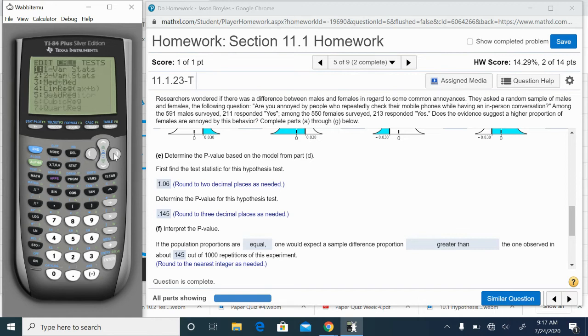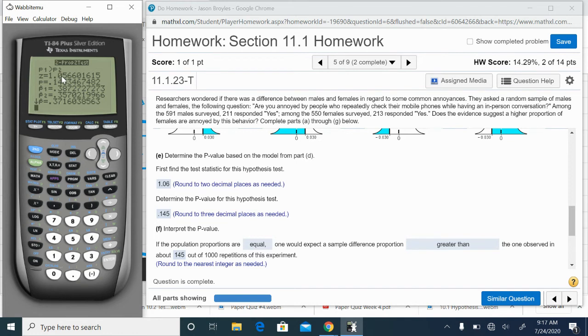So here we go. Stat over to test. We're doing a 2-prop z test now. So putting in the x's and the n's. The x1 is for females, first, 213. The n1 is 550. The x2 is 211. This one's for males. And n2 is 591. And the test, we're doing a right-tailed test, so it's greater than, and calculate. This should give us our test statistic and our p-value.